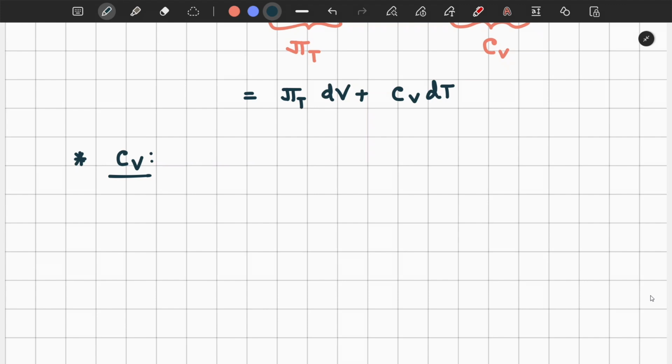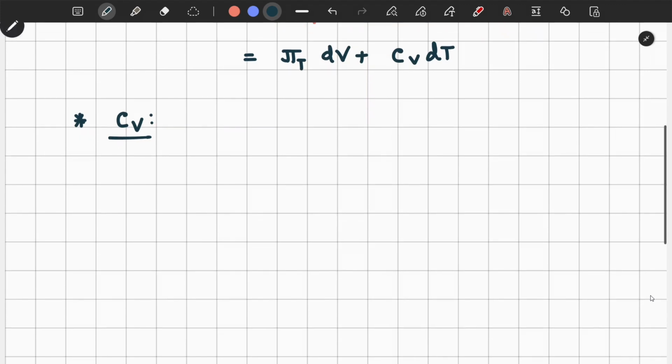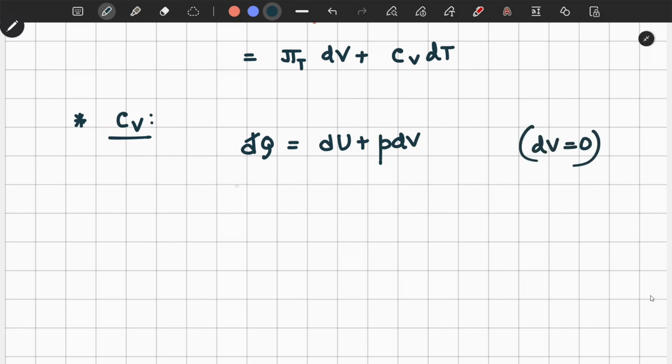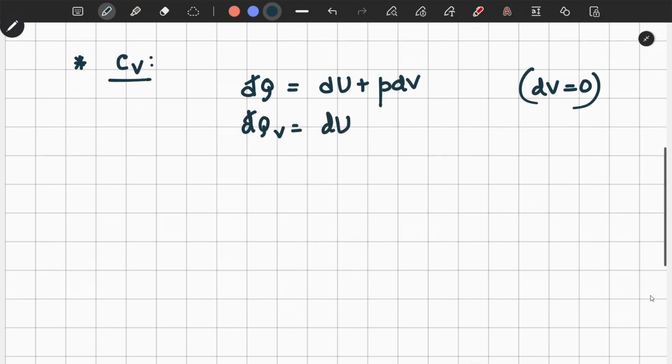Temperature by 1 degree Kelvin or 1 degree centigrade. For that, how much heat is required? That is the Cv. How can you write it? You know that d cross q equals dU plus pdV, right? Now it is a constant volume process, then dV equals 0. So d cross q_V is essentially dU.